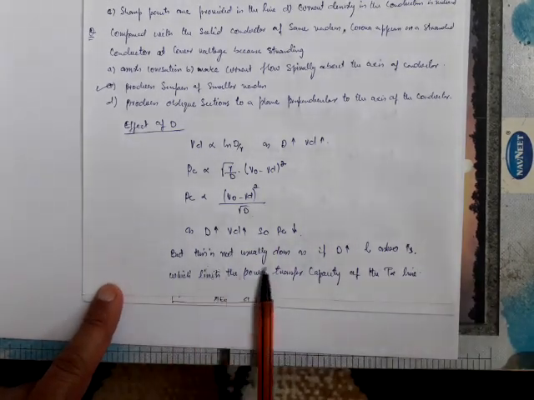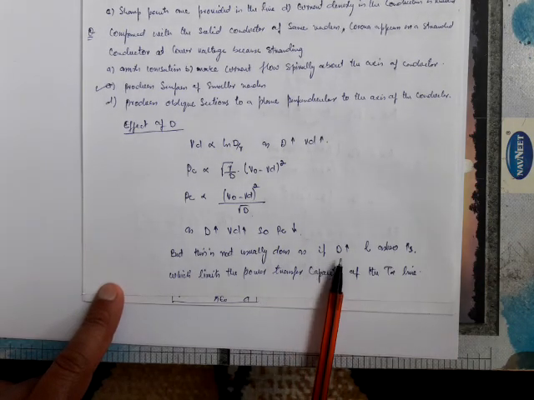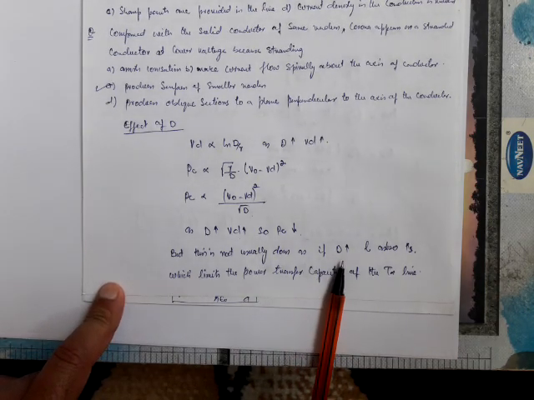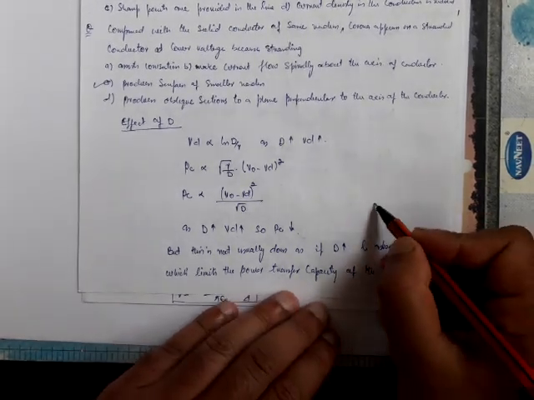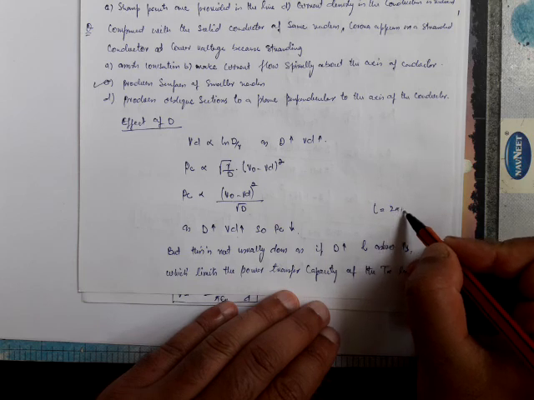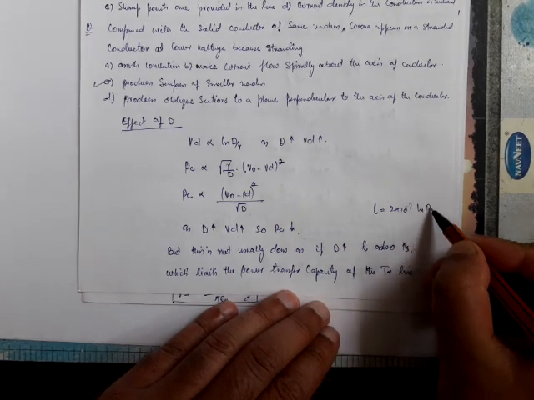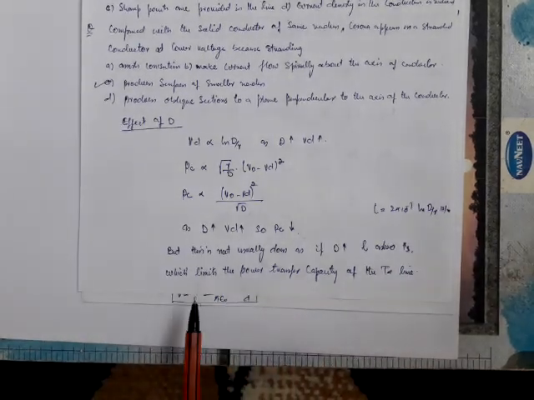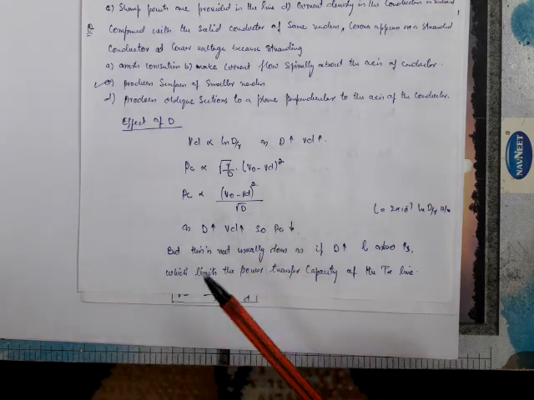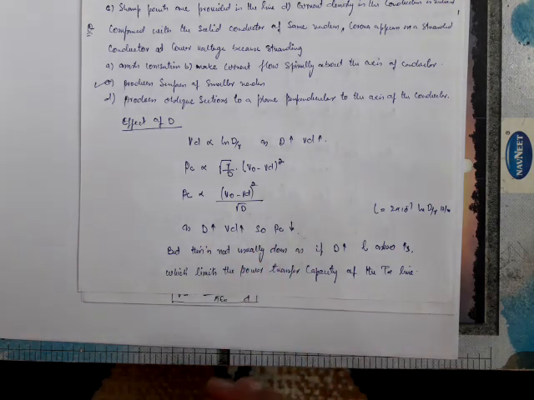But this is not usually done, as if d increases, it results in an increase in the inductance, because L is equal to 2 into 10 raised to the power minus 7 ln of d by r Henry per meter. When L increases, that limits the power transfer capacity of a transmission line. So usually this is not done, but by having this notion, we can see how this d affects the corona loss.